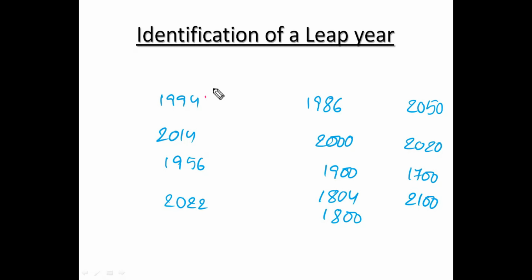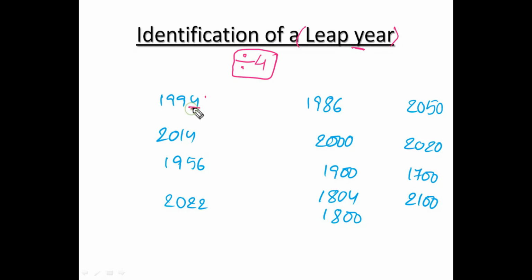Okay. First of all, I'll tell the rule. Later, we'll decide all these, leap or non-leap. So, what is a leap year? How to decide whether the given year is a leap year or not? Any year number which is divisible by 4 is a leap year, right?